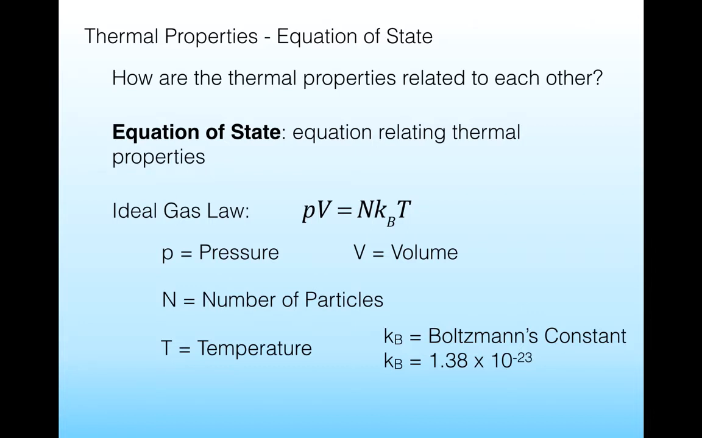This constant kB, which is multiplied by temperature and the number of particles, is Boltzmann's constant. It's equal to 1.38 times 10 to the minus 23. We're going to talk about the units of all of these things later, but obviously the units of all of these things are important, but I'm not giving them to you now.